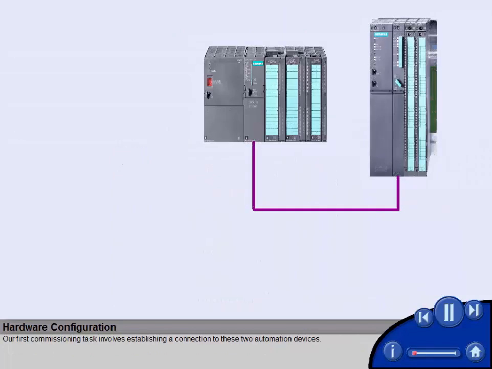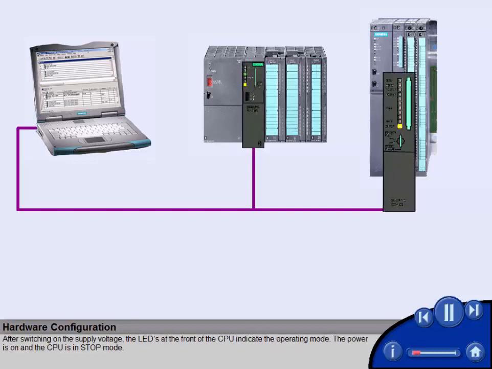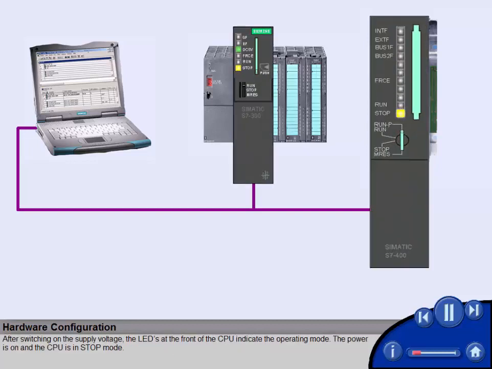Our first commissioning task involves establishing a connection to these two automation devices. The programming device is connected at the Profibus, and the Profibus station addresses of the automation devices have been set according to the plant configuration. After switching on the supply voltage, the LEDs at the front of the CPU indicate the operating mode. The power is on and the CPU is in stop mode.